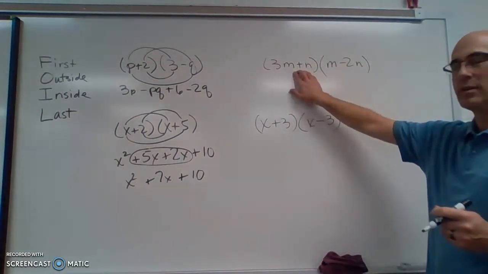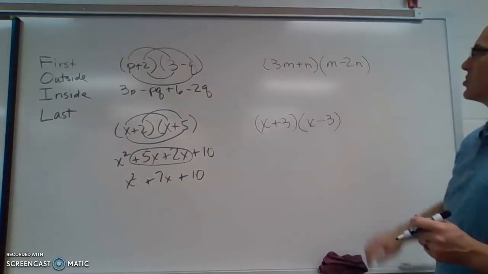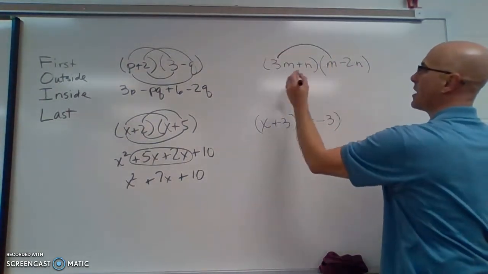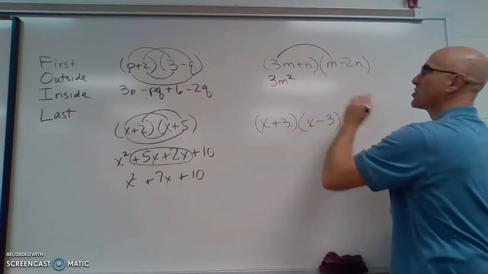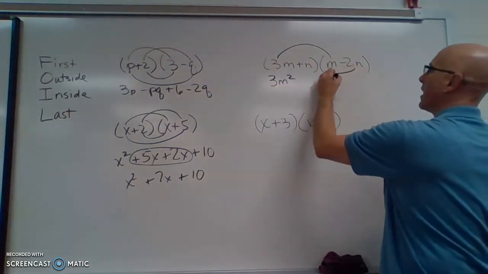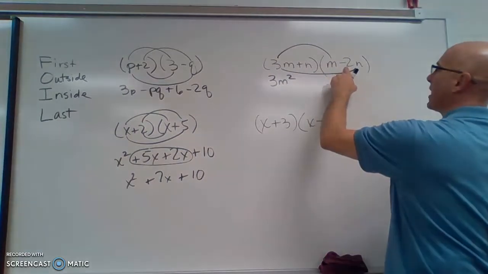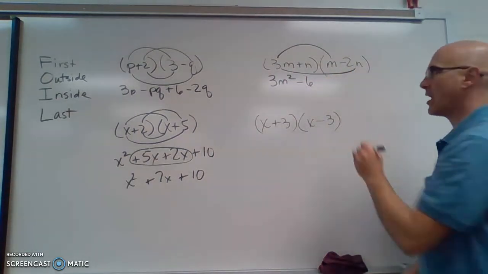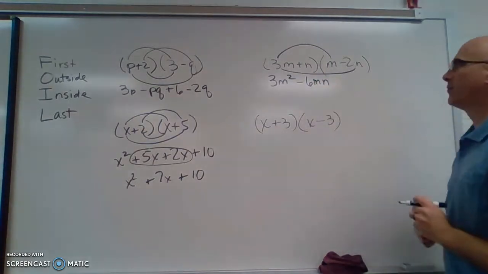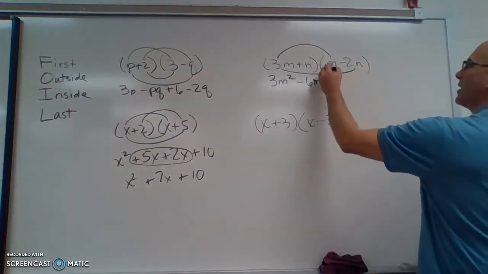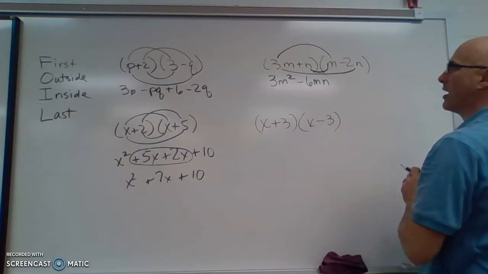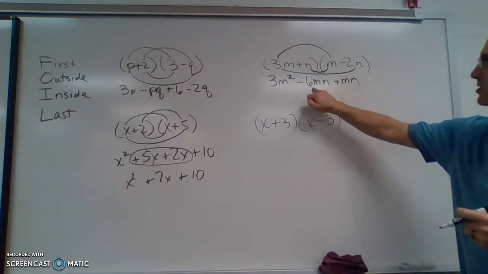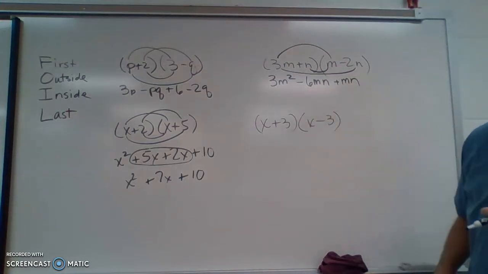3m plus n, and then m minus 2n. Let's use FOIL. First, 3m times m is 3m squared. Outside, we've got 3 times a negative 2, which is a negative 6, and we've got an m times an n, which is mn. Inside, we have an n and an m, so we have an mn. Same thing. Looks like eventually I'll be able to combine those.